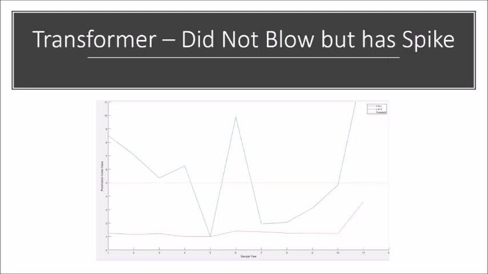And here's a plot of the PI value of the transformer that did not blow but also has spikes in the PI value, which makes us question if there's a correlation between the PI value spike and the transformer blow. So as we can see, this transformer had a high to low PI value that had a whole bunch of peaks and valleys and was not consistent at all throughout the years tested.